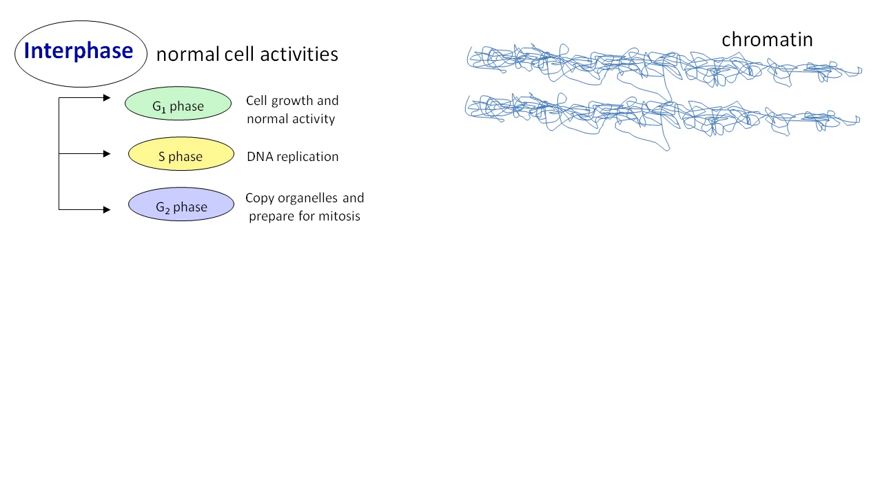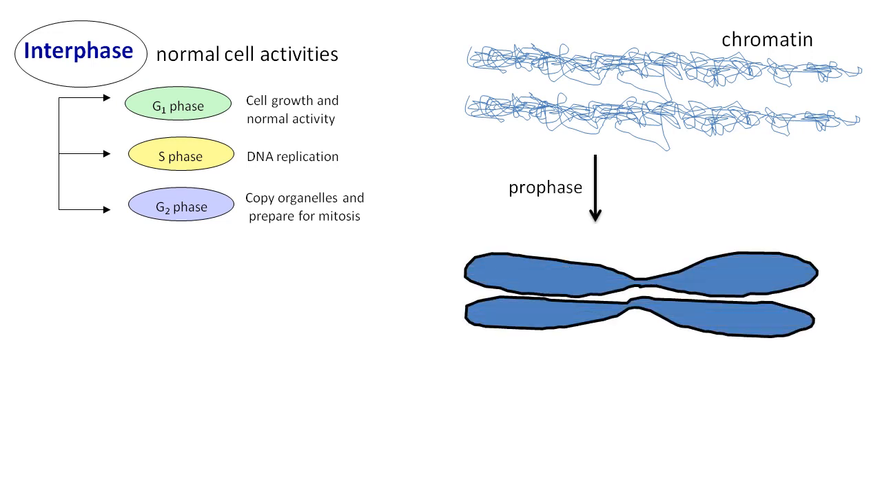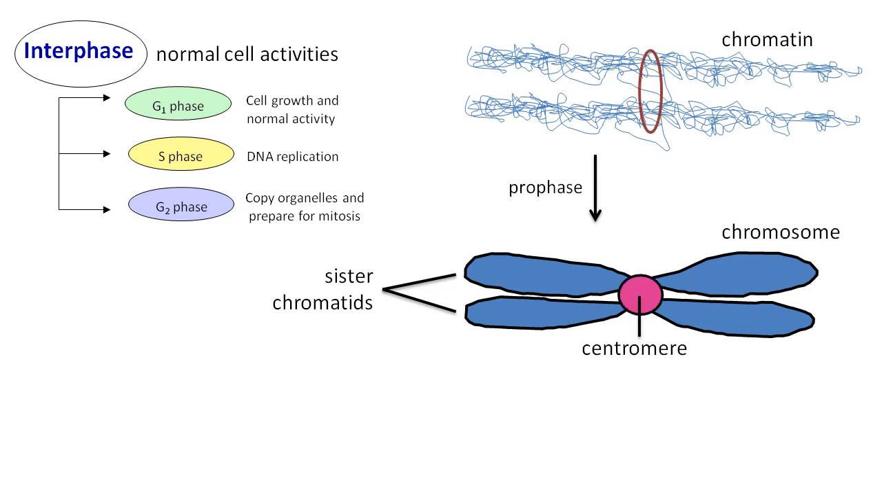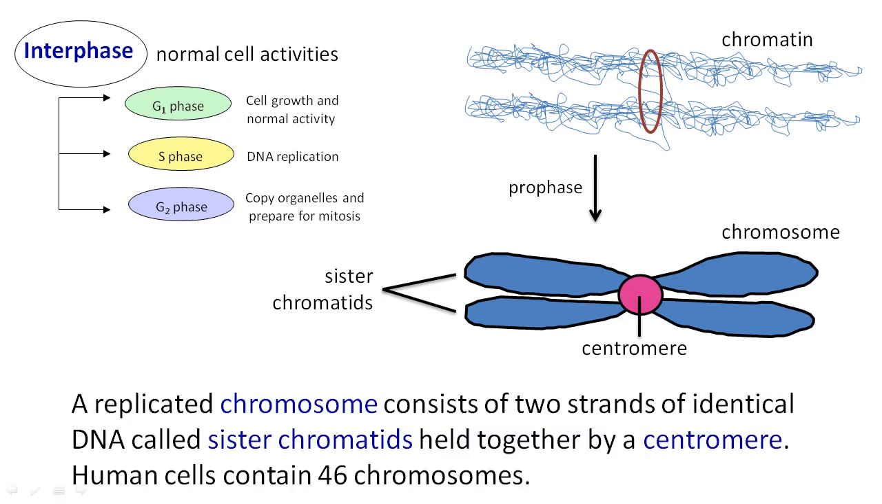The third stage is that now that the DNA has been copied, the rest of the organelles are copied in preparation for mitosis. Later, in a phase called prophase, that chromatin condenses into chromosomes. And of course we have two halves of that chromosome because we had two original copies. So here we have two portions called sister chromatids, and the cell keeps them together with a structure called a centromere. So in short, we have a replicated chromosome which has two strands of identical DNA called sister chromatids, which are held together by a centromere. Human cells contain 46 of these chromosomes.